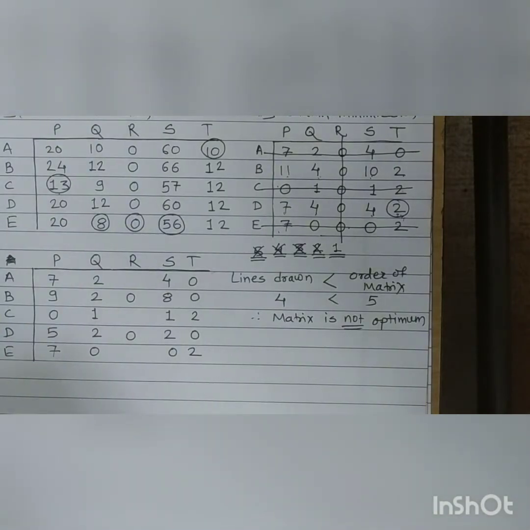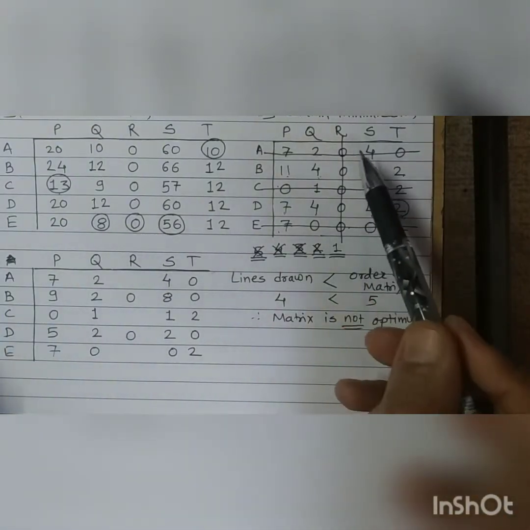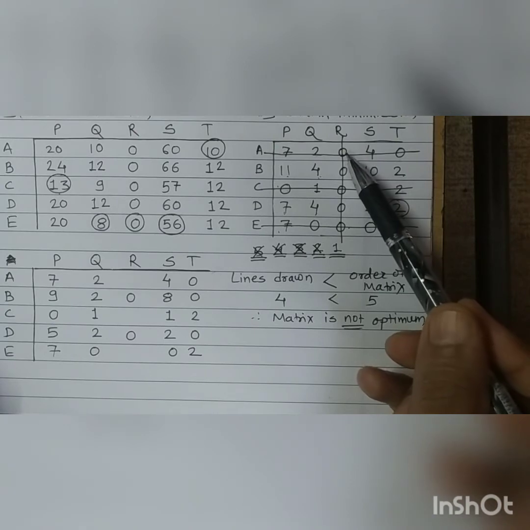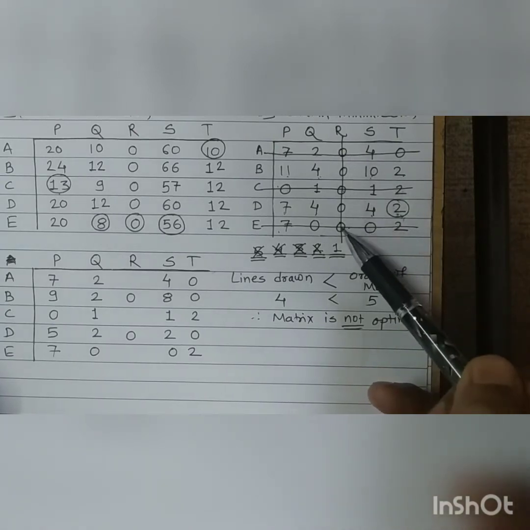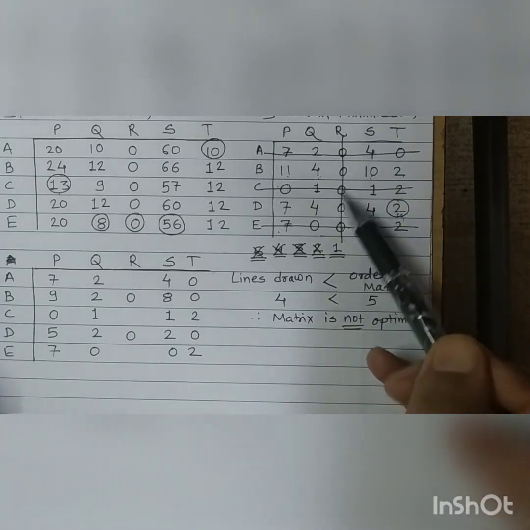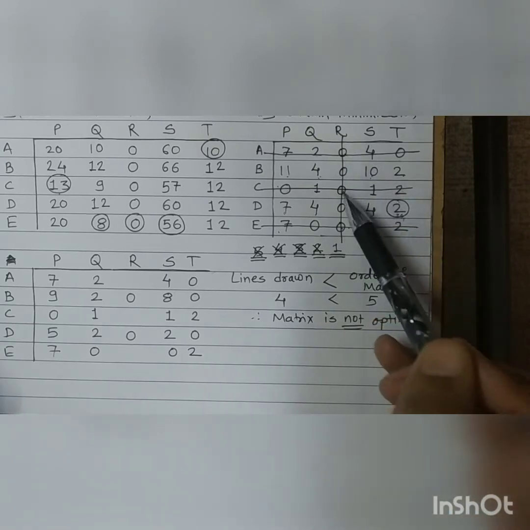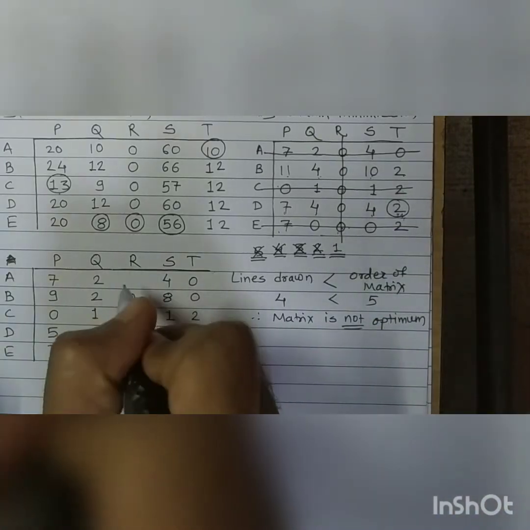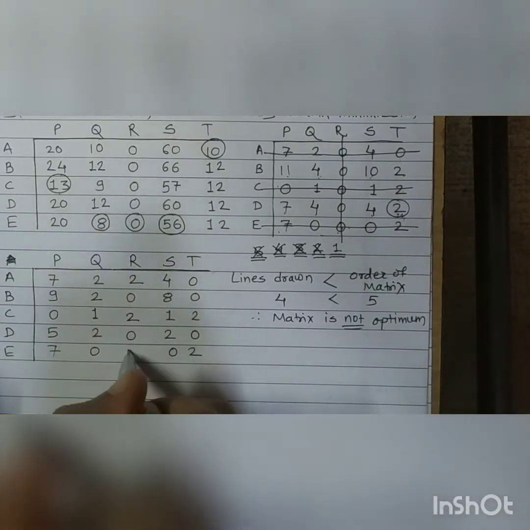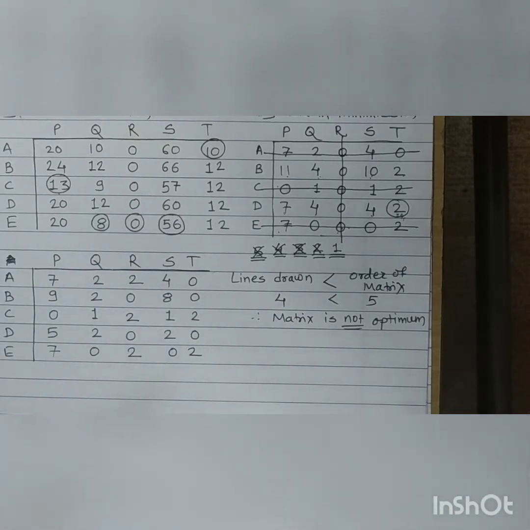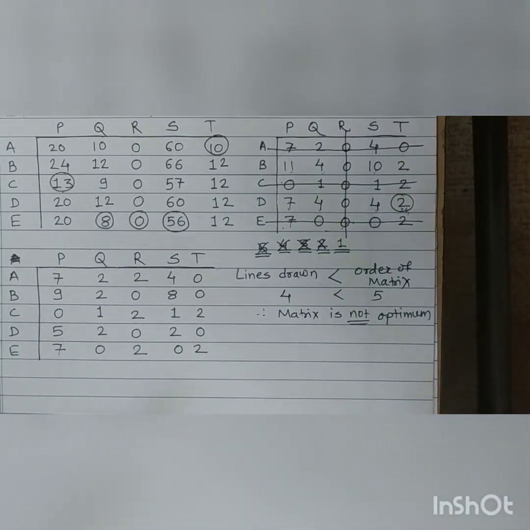Now the last step of the Hungarian method. The elements which are present on the intersection of lines, that is this 0 and this 0, you have to add this element to these three elements. 0 plus 2, 0 plus 2 and 0 plus 2. So here it will be 2, 2 and 2. Now this is your constructed new matrix or improved matrix using the Hungarian method.